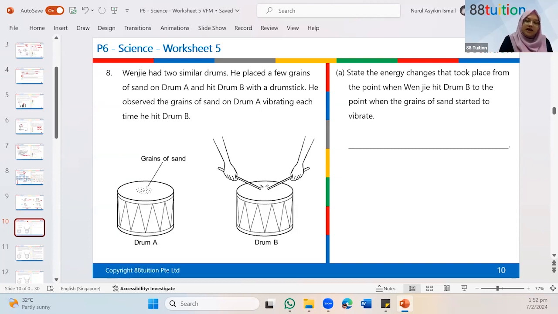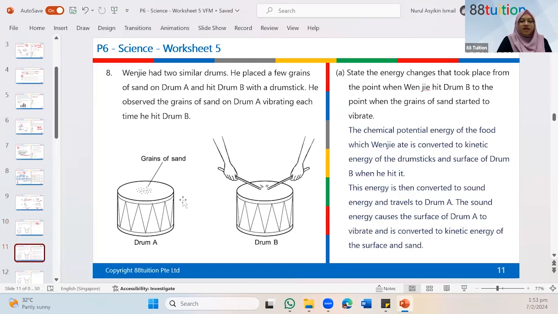Okay, so first thing first, they ask you what is the energy change that took place from the point when Wen Jie hit drum B to the point when the grains of sand started to vibrate. Why I circle those two? Because that is my start point and that is my end point. Okay, so first you need to consider what energy is inside Wen Jie that makes him able to move the drumstick. And then when the drumstick is moving, what energy was converted, was transferred, and then finally moved over to the grains of sand on the other drum.